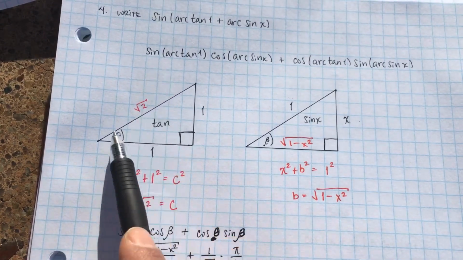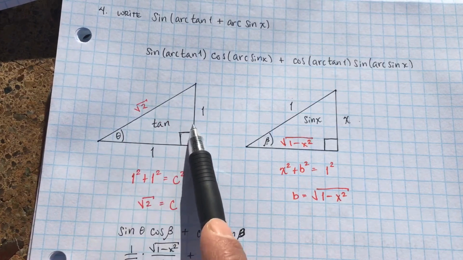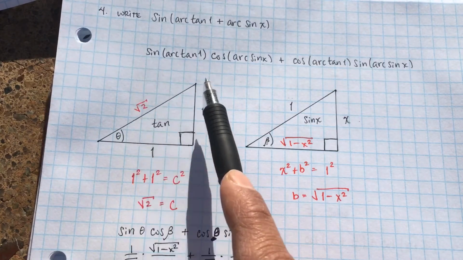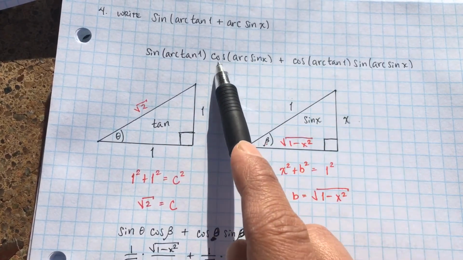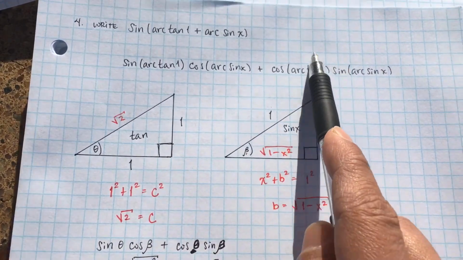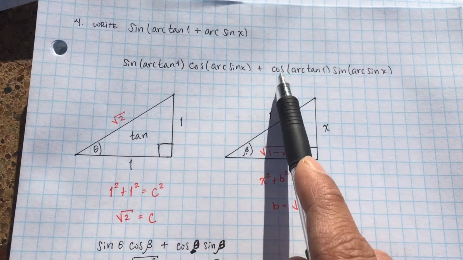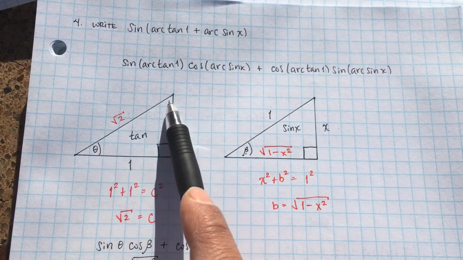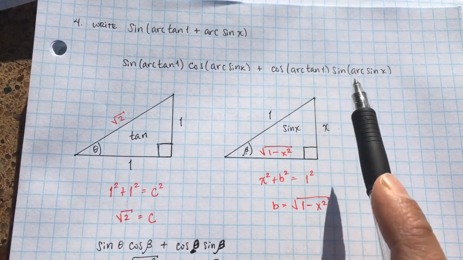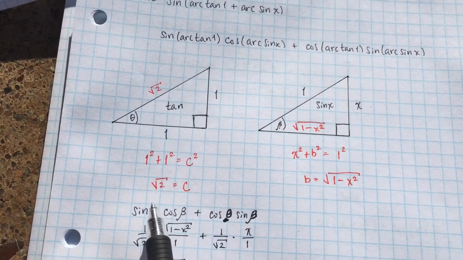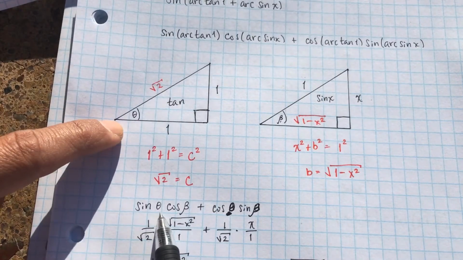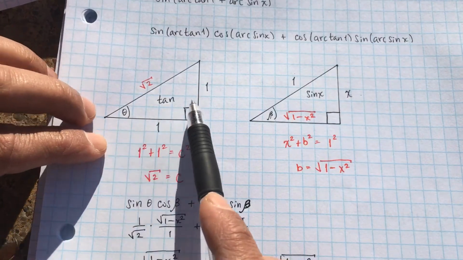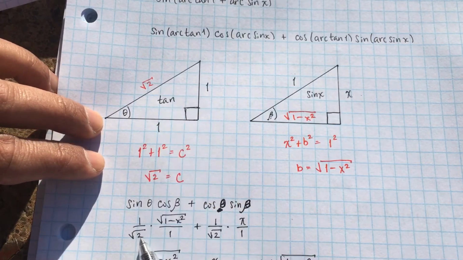Now that you have your triangle, you can find the sine. Now you can find the cosine. Now that you have your triangle here, you can find the cosine of this, and the sine. So the first one is sine. We've got to find the sine of arctan, so the sine of this guy. What's the sine? Opposite over hypotenuse, 1 over square root of 2.